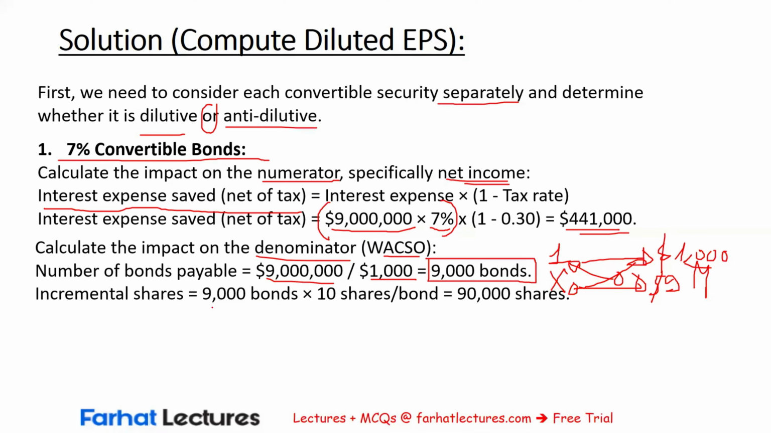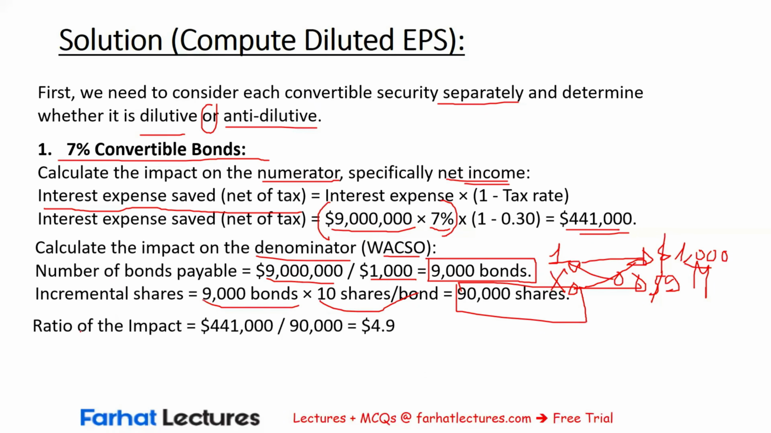What about the incremental shares? It's the multiplication of the 9,000 bonds by the 10 shares per bond, because each bond is convertible to 10 shares. So how many shares are going to be converted using the if converted method? 90,000 shares.